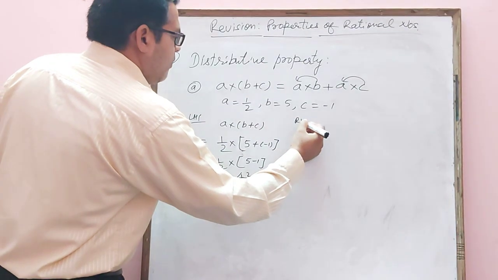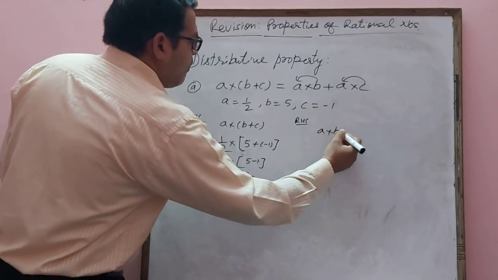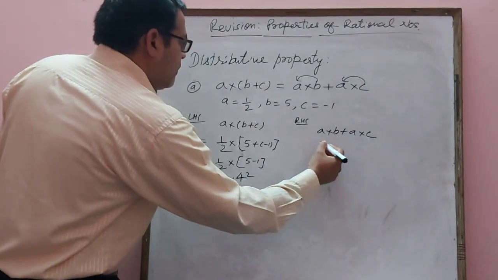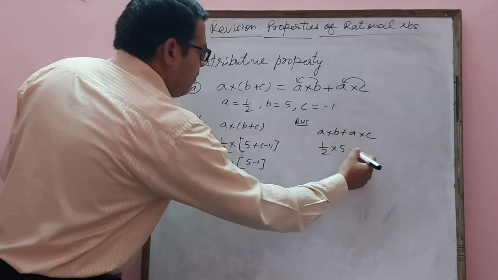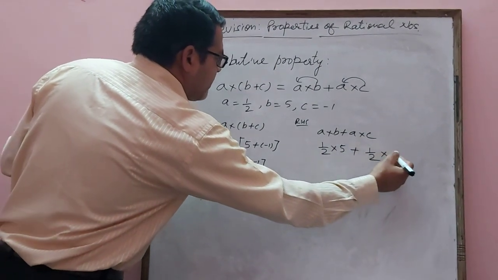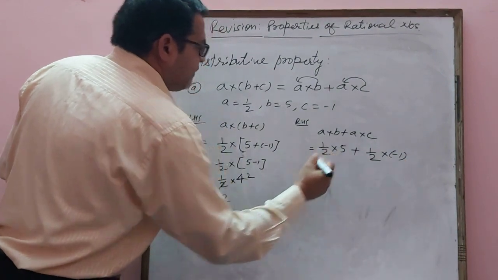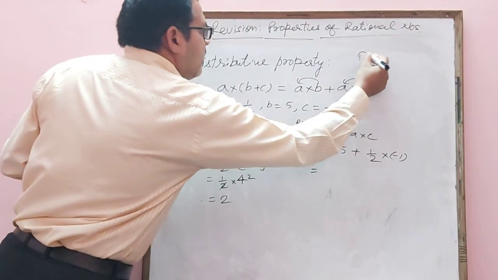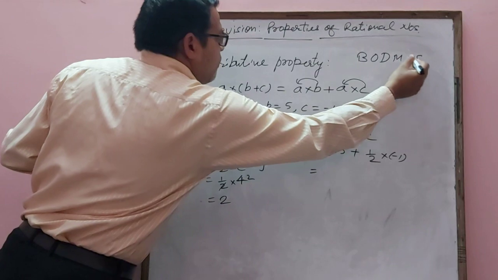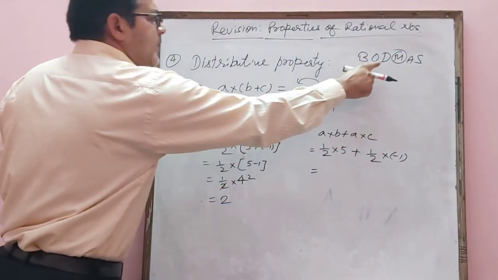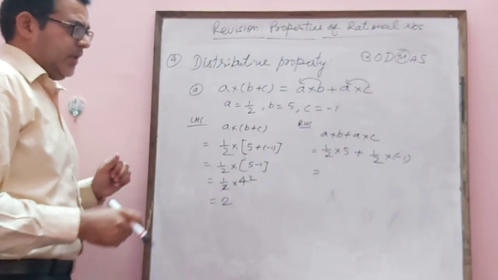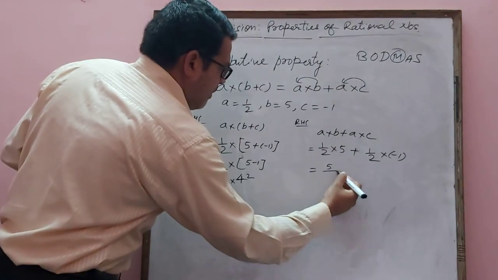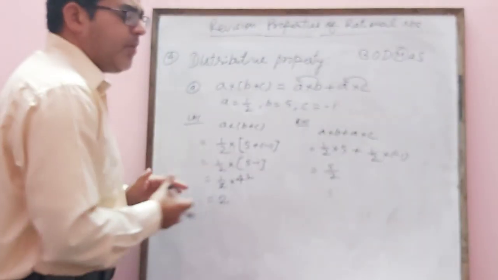Now let's solve the right hand side. So A into B plus A into C. This is the right hand side. Now put values there. A is 1 by 2, B is 5, then plus A is 1 by 2 and C is minus 1. Now when you multiply, according to the BODMAS rule, first we have to go with multiplication, if division, bracket and of are not there. So we'll solve this multiplication first. After multiplying 1 by 2 with 5, we have 5 by 2.